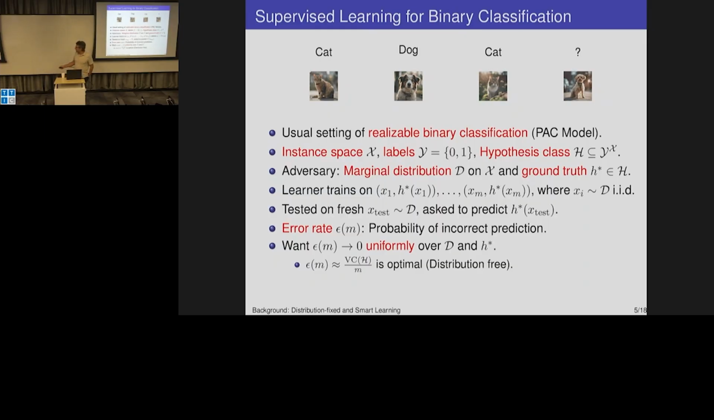Okay. So what I want is I want this error rate to go to 0 as the number of samples grows large, and in the PAC model, this should hold uniformly over all marginal distributions and all ground truth labeling functions, even though they're chosen by an adversary and you don't know, right? That's the usual assumption in the PAC model. And many of us here know that the best thing you could do is the VC dimension of the class divided by the number of samples in the distribution-free setting. So far, this is pretty basic stuff.